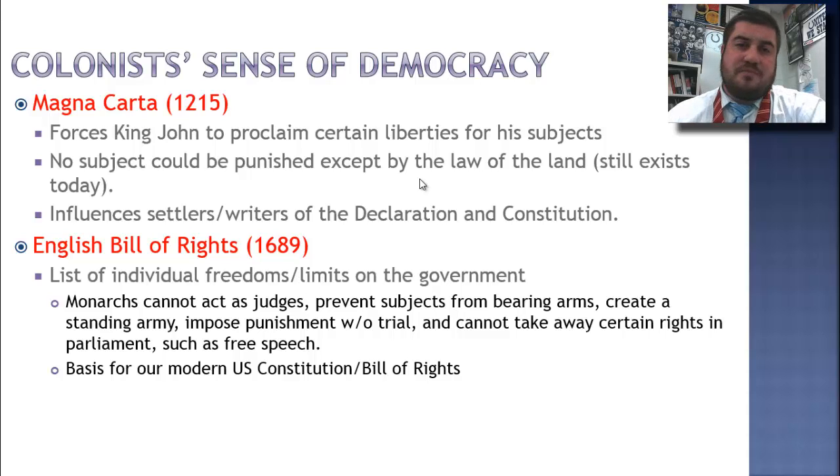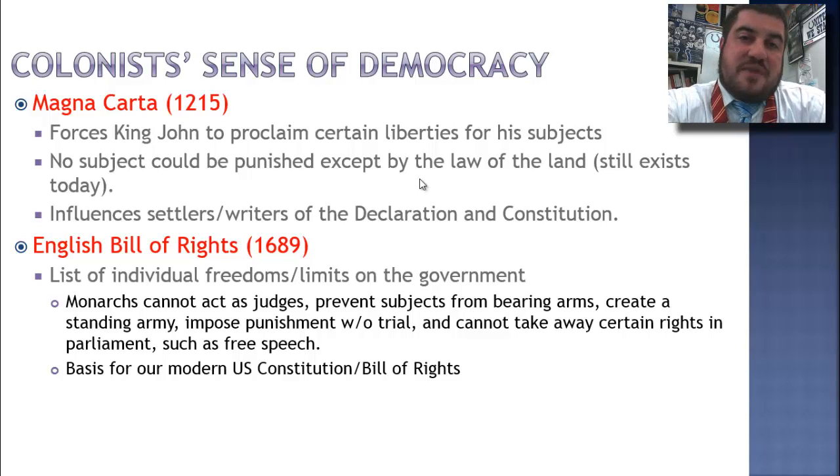Well, two main places in England. The Magna Carta is the first document ever that influences and restricts the power of the king. So it forces King John to proclaim certain liberties for his subjects. No subject could be punished except by the law of the land, so the king couldn't just dole out sentences anymore. That still exists today in our Bill of Rights. And this influences settlers in New England and the writers of the Declaration and eventually the Constitution.